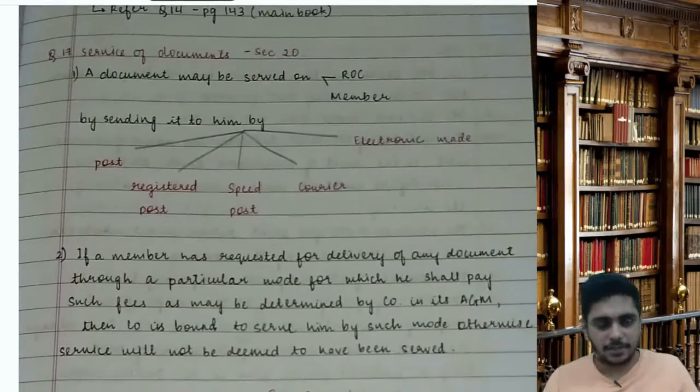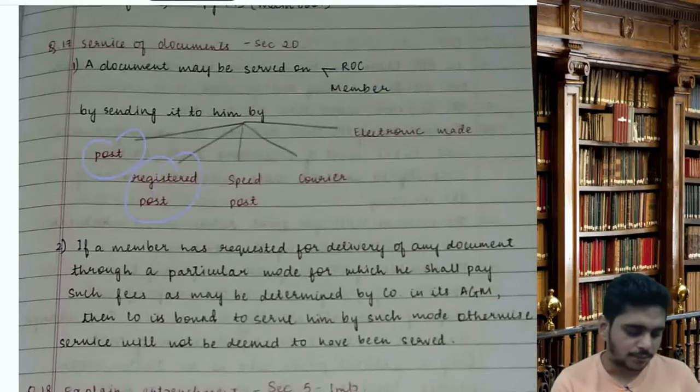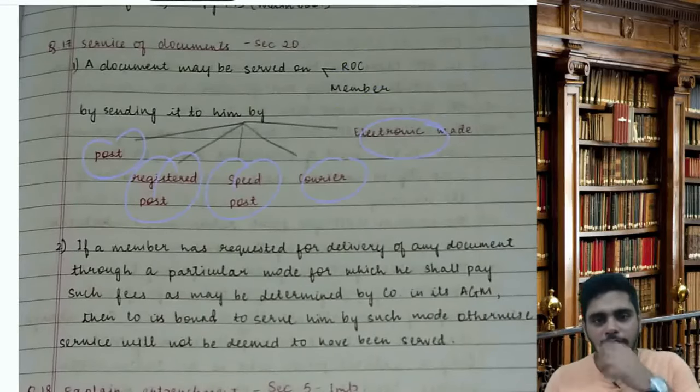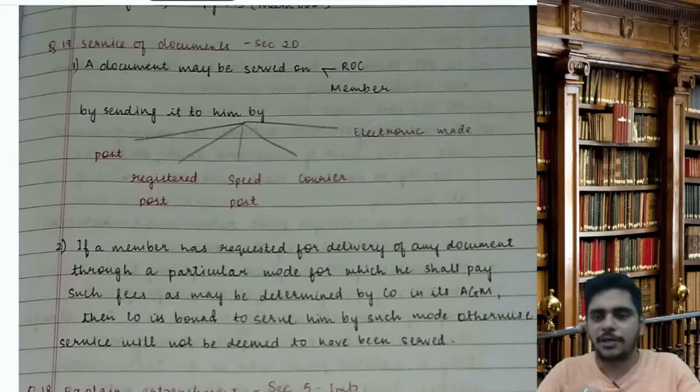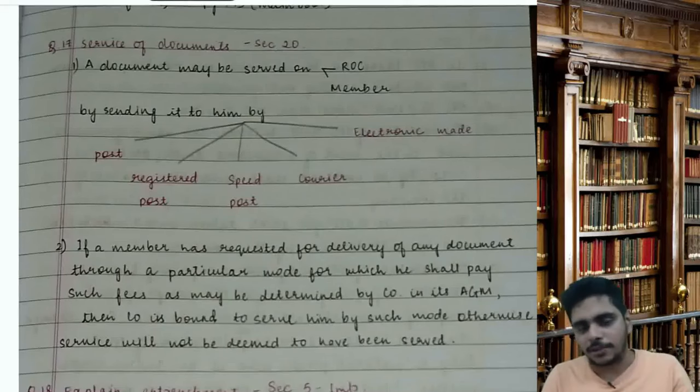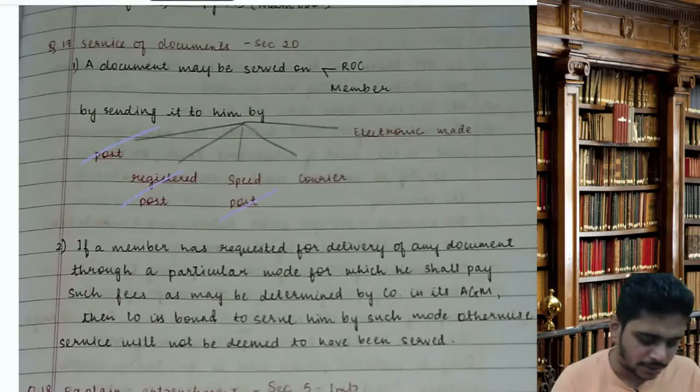Question number 70, service of documents, Section 20. A document may be served on the ROC or a member by sending it by post, registered post, speed post, courier or electronic mode. If a company wants to serve a document to a member, or submit any document to the ROC, or vice versa, the ROC wants to submit a document to the company, it can serve by post, registered post, speed post, or electronic mode.